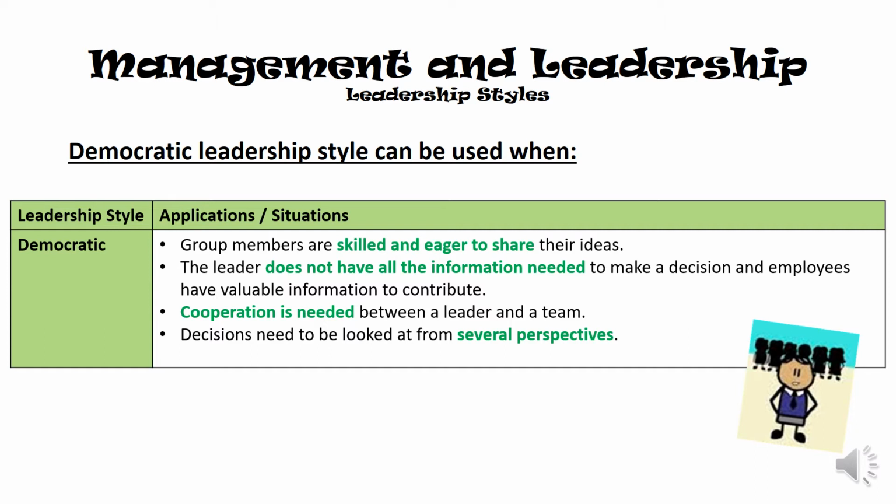Thirdly, when cooperation is needed between a leader and a team, team members would like to feel valued, they would like to feel like they are participating and contributing to the team, so a democratic leadership style will be a good one. And lastly, if decisions need to be looked at from several perspectives. Different people think differently, and if the leader allows team members to talk about their opinions, it will allow the group to look at a problem from different perspectives.